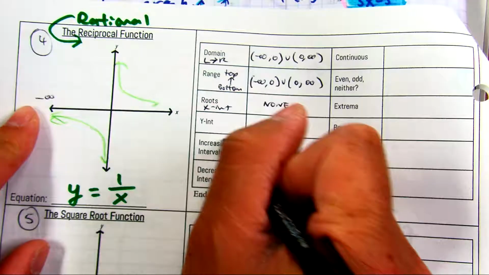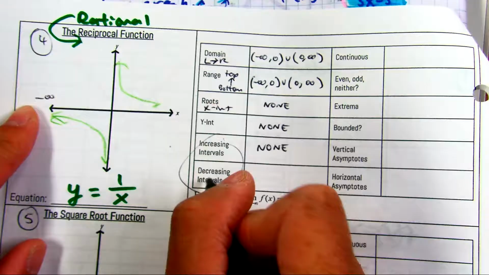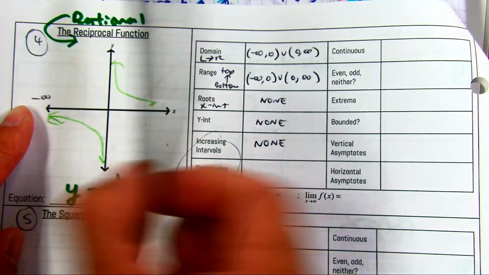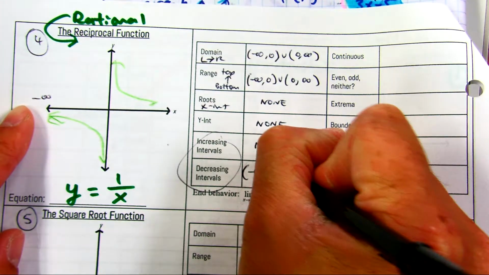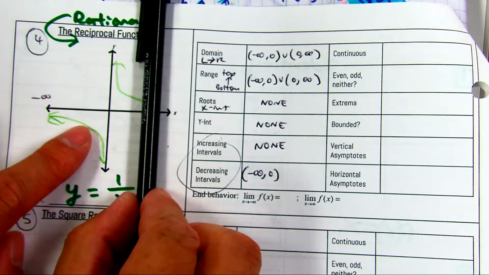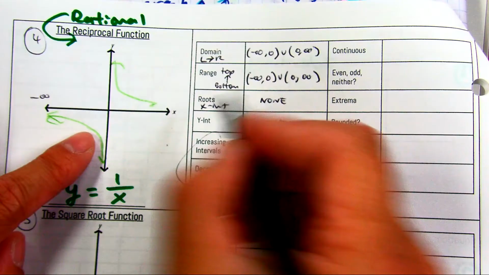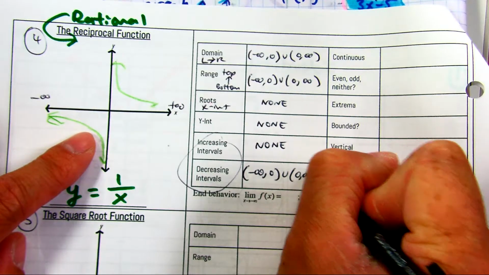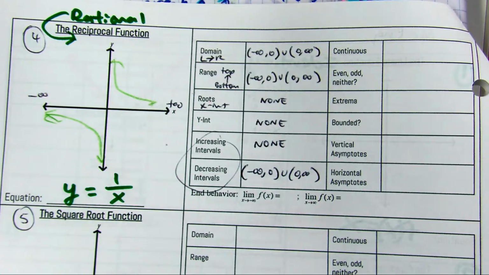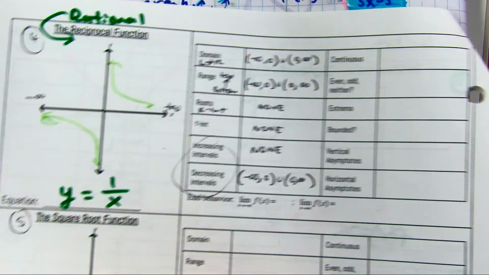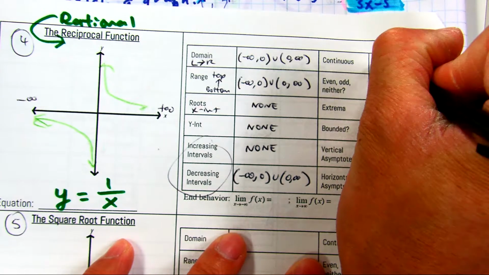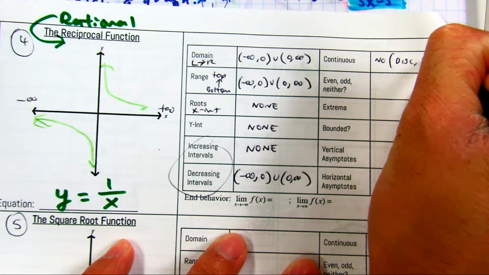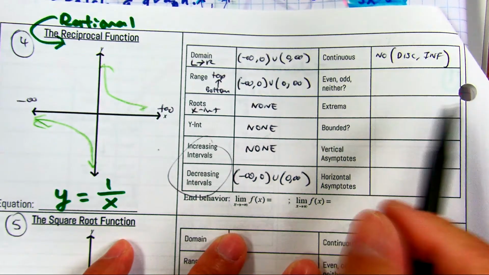So if you want to write, decreasing is it just goes down. So from negative infinity to 0, it's decreasing. And then from 0 to positive infinity, okay, that's positive infinity. So essentially the same thing you have up there. Class, continuous or discontinuous? Discontinuous. So is it continuous? No. You can write discontinuous, infinite was the answer from the test quiz.